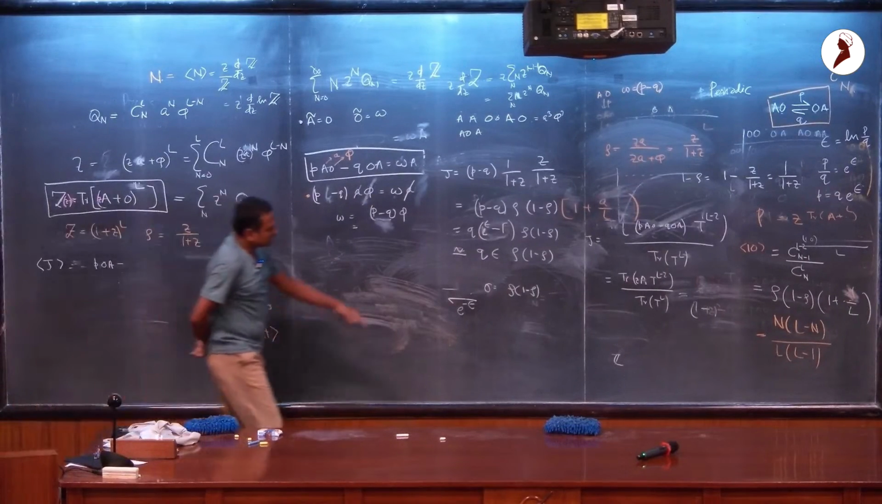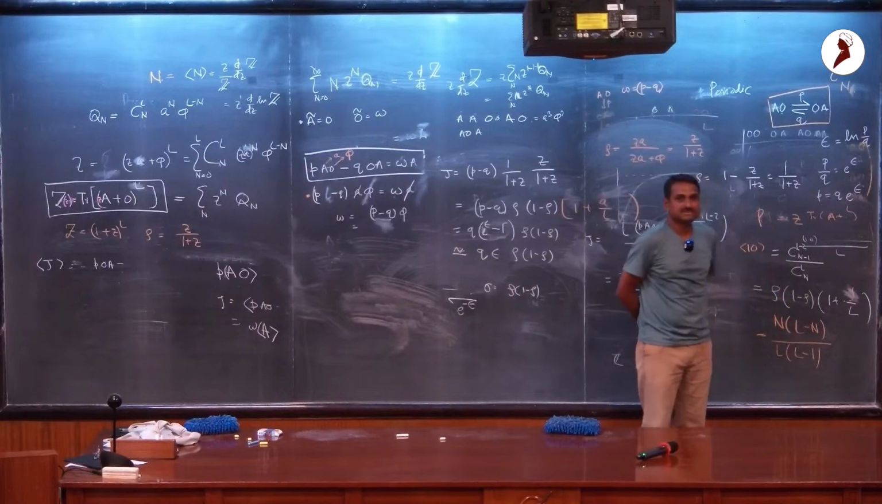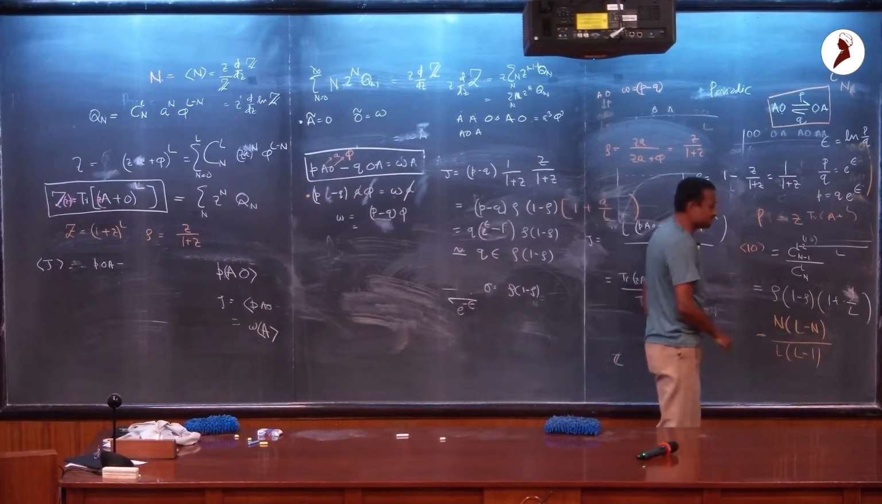It is size dependent. If you do it in the canonical ensemble, it is size dependent. What's wrong? This is the conductivity.